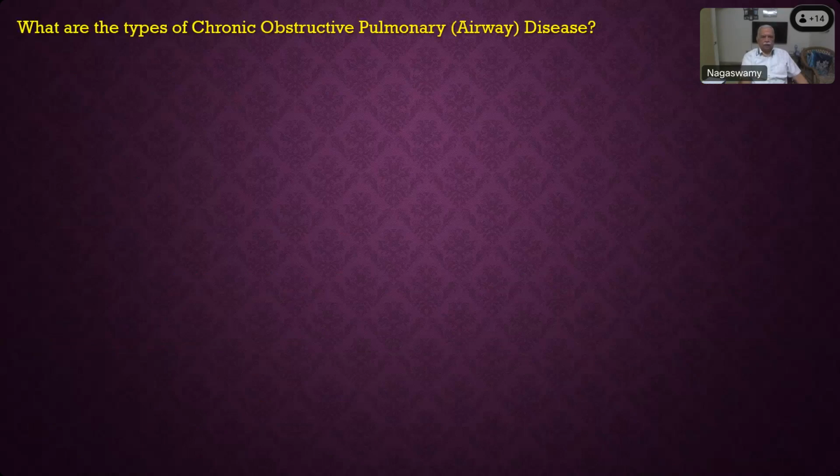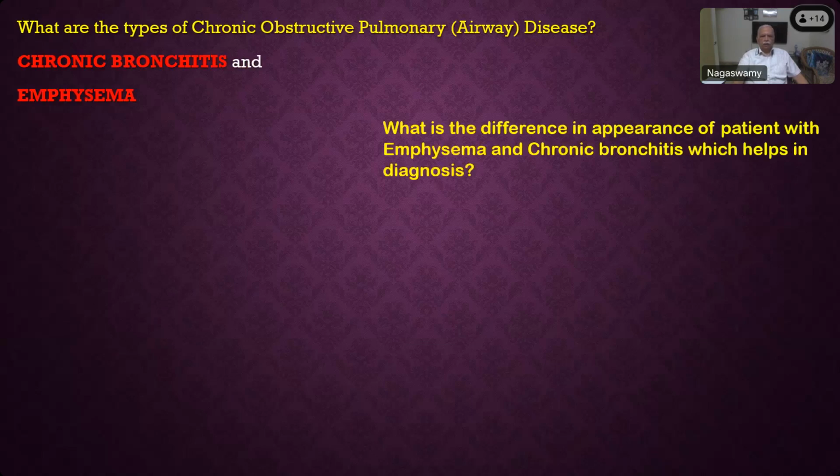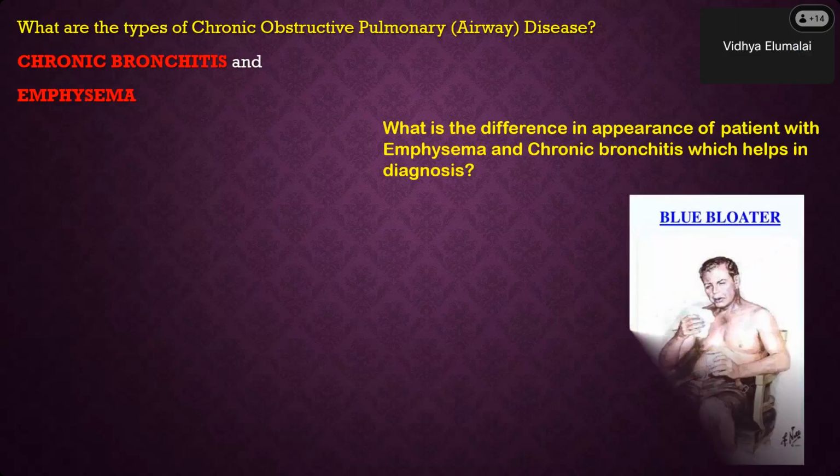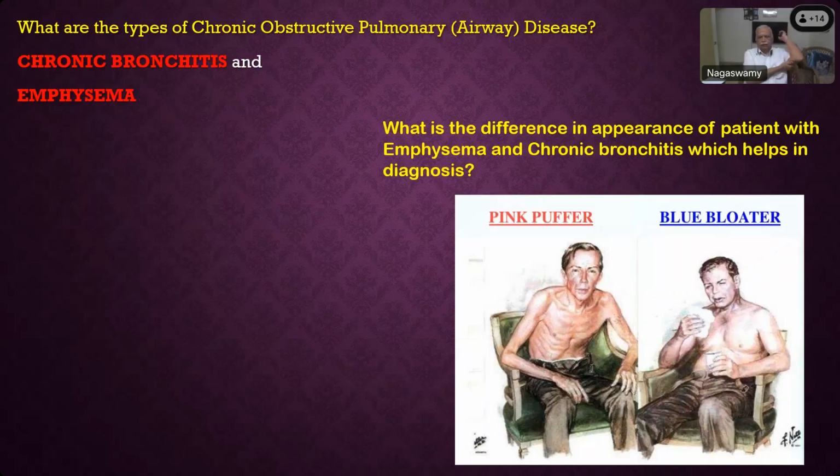Now, what are the types of chronic obstructive pulmonary diseases you know? How is it classified? Already you have said it is chronic bronchitis and emphysema. These are the two categories. Now, what is the difference in the appearance of the patient with emphysema and chronic bronchitis which helps in diagnosis? How do these patients look? How is the description given? Blue bloaters and pink puffers. Fantastic. Blue bloaters and pink puffers. Who is the blue bloater and who is the pink puffer?